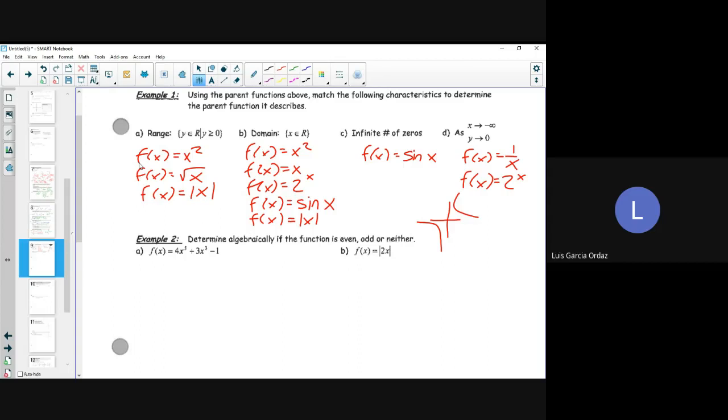Remember, the intervals of increase and decrease are usually in set notation, and end behaviors are usually represented by this statement. So don't get the two confused. Now this is where the even function and odd function come into play. Remember, we know that even means f of negative x is equal to f of x.